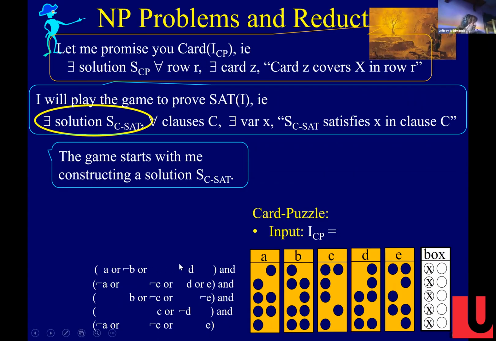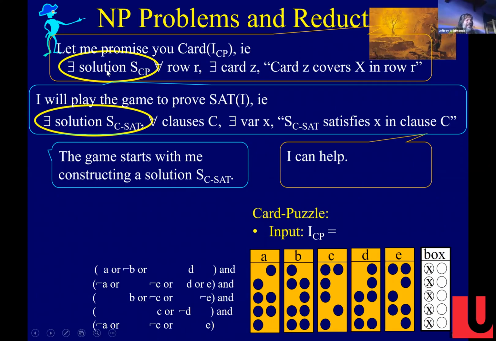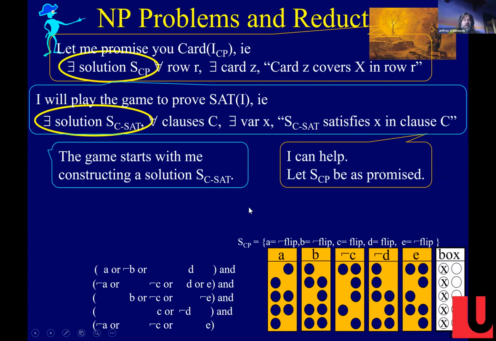Who can help me come up with an assignment? The card puzzle from the Oracle. I go over and talk to the Oracle. What can the Oracle do? She's promising me that there exists a solution to the card problem. It tells me how to flip each card. So let's see what she's got for me. There it is. There's the cards flipped. She promised me that there was a way to flip all the cards. And I said, great, give it to me. And she gave it to me.